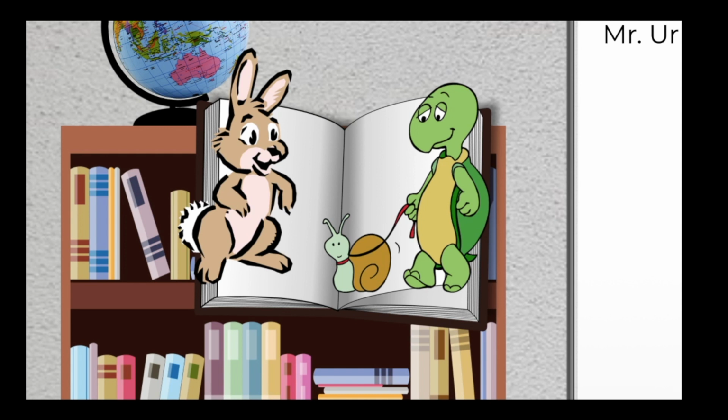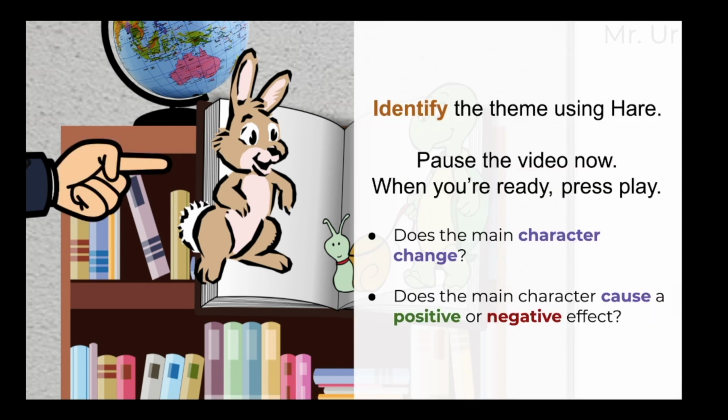Alright, let's look at this from Hare's perspective, because there's actually two main characters in the story. There's Hare, and there's Tortoise. So, let's think about Hare's side of the story. We're going to identify the theme using Hare. Does the main character change? Does the main character cause a positive or negative effect? Pause the video now. When you're ready, press play.